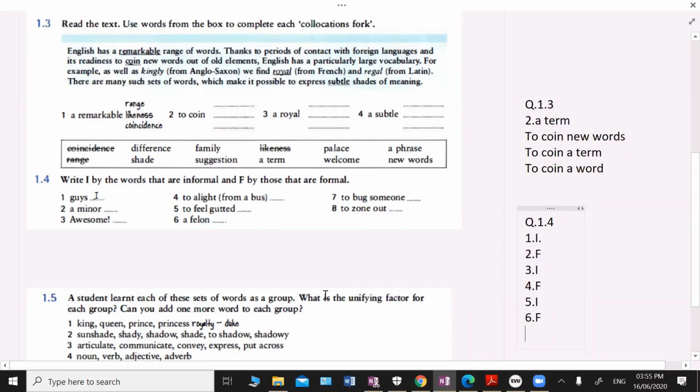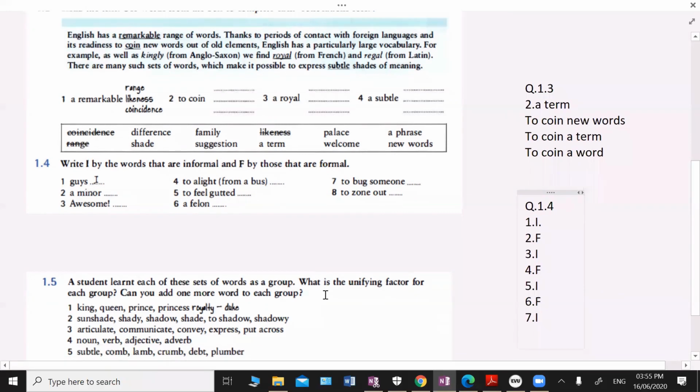We will move on. Number 7 says to bug someone. Bug means to annoy, to disturb, to create bad feelings to someone. So like, this idea is bugging me since morning. This man is bugging me a lot. So these are some kind of examples. This is an informal word. We don't use it in our formal language.